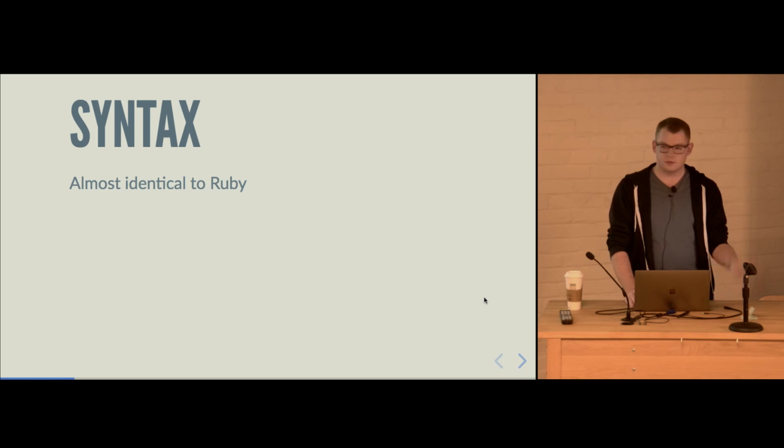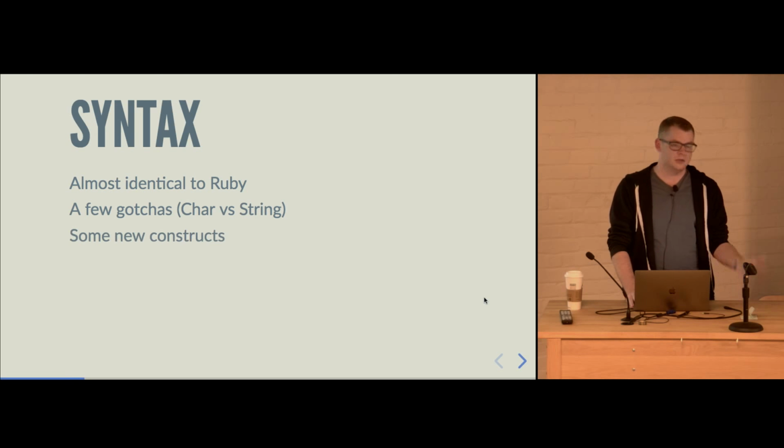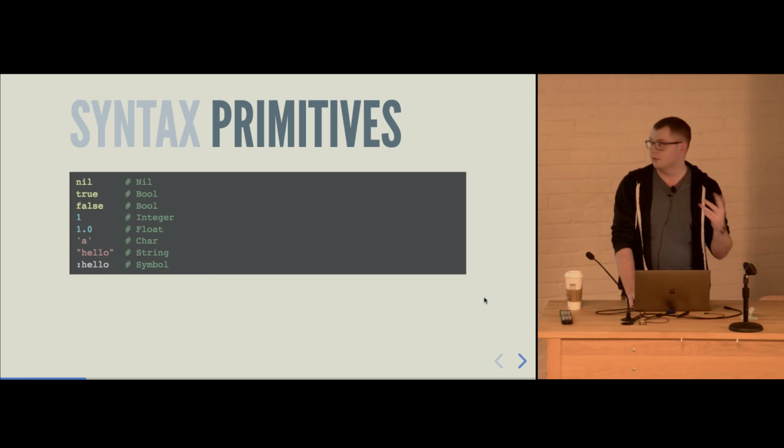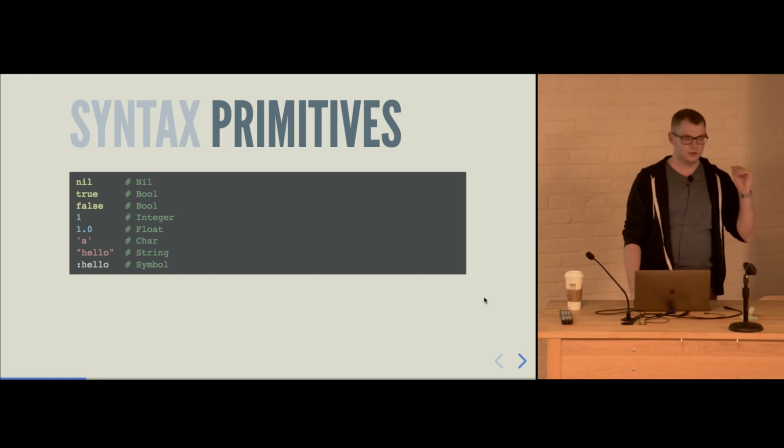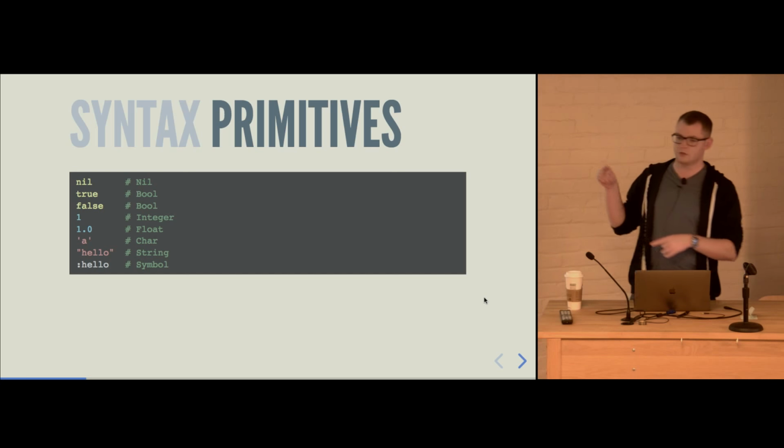So syntax, like I said, is pretty much identical to Ruby, with a few gotchas, and there's also a few new things to deal with types and stuff like that. So first thing is primitives. All your normal stuff, you've got nil, true, false, integers, floats. The only important thing here is that you have char and string.